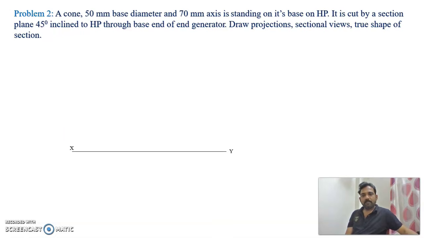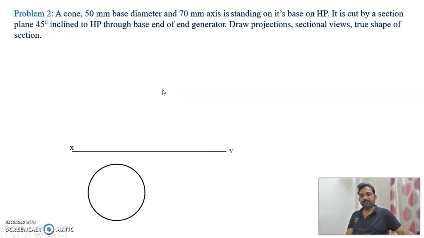Now what has been given? A cone of 50 millimeter base diameter and 70 millimeter axis is standing on its base on HP. The cone is on its base on the horizontal plane, which means in the front view we will get the height of the cone, whereas in the top view we will get the circle. So let's draw a circle of diameter how much?